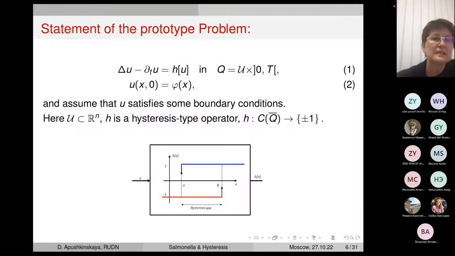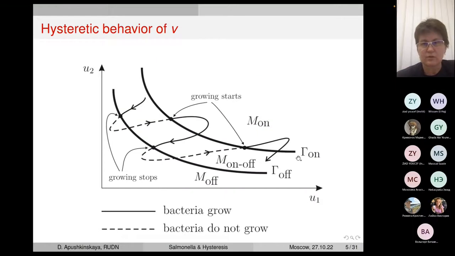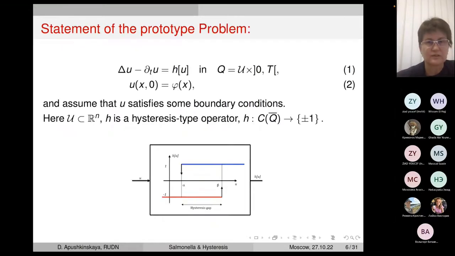And what do we do with such a problem? In fact, we reduce it to the following prototype. So we forget for a while about B. We just work with U. And on the right hand side, instead of some constant times V and so on, we put some operator H. I will show you how we defined it. In the simplest case, the picture can look as follows. We have two thresholds here, alpha and beta. On the previous picture, it was the curves gamma on and gamma off. But we try to simplify our problem as much as possible, just to try to understand it.